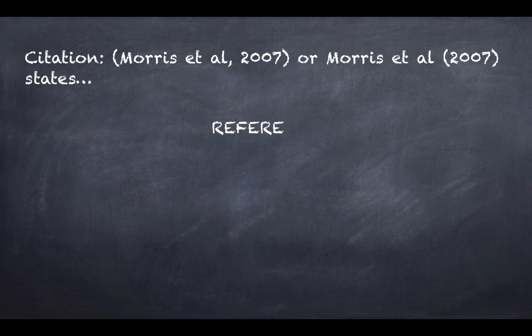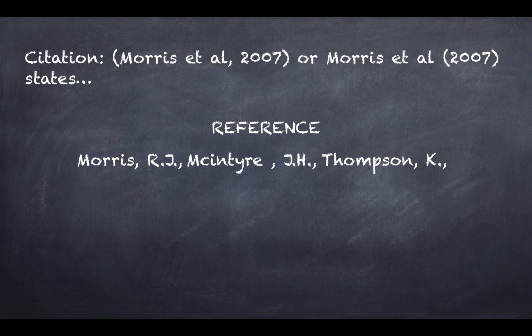Okay, so let's look at what we do for our reference in our reference list at the end of our work. We put in Morris, of course, and remember in your reference list you always include the initials. So you start with the second name and you put the author's initials in there. Now, unfortunately, in our reference list, we don't get away with using et al. as a shortcut. We have to list all of the author's names. So let's do that now. We have Morris, RJ. We have McIntyre, JH. We also have a Thompson, K. Kennedy, M. And then our year of publication, which is 2007.